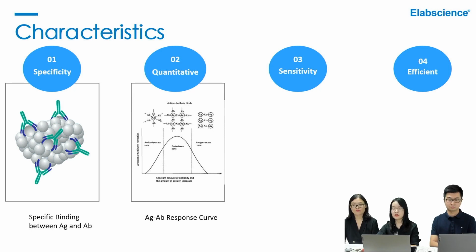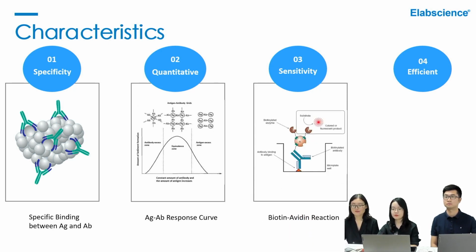And the second is the quantification. After adding an increasing amount of antigen to a constant amount of the antibody to form an immune complex in the most suitable range, that is, the equivalence band, will show the equal proportionality and allow the analyte to be quantified. The third is the sensitivity.